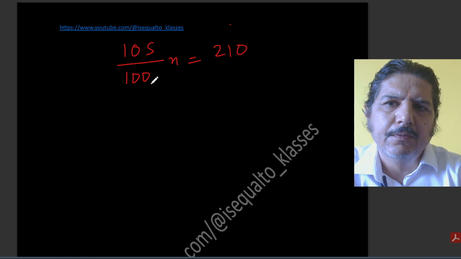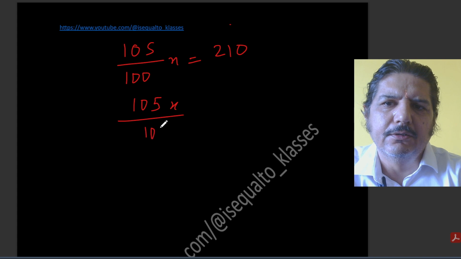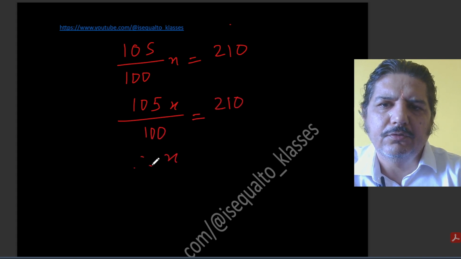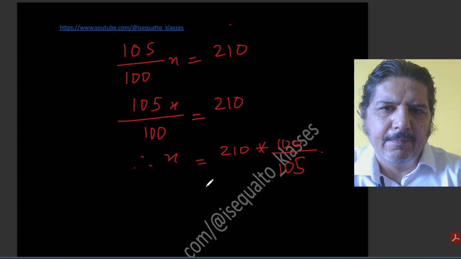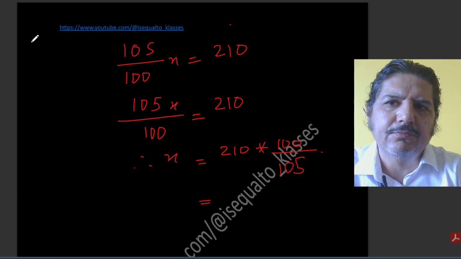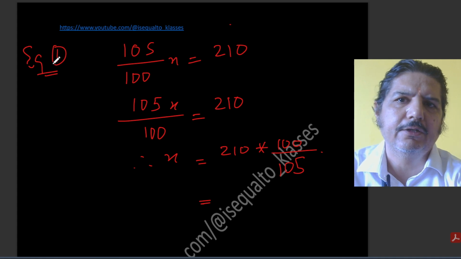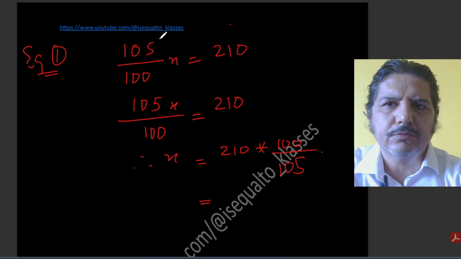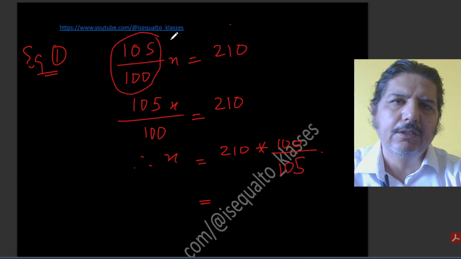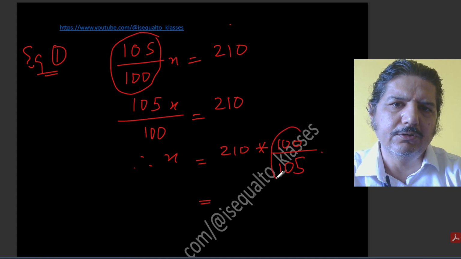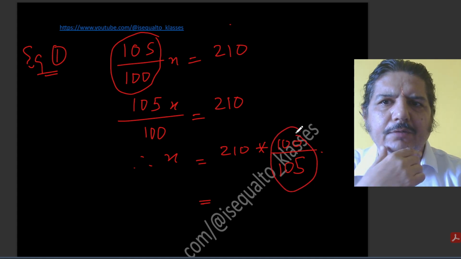How do we solve this? Basically, we can write this as 105x upon 100 is equal to 210, and therefore x is equal to 210 multiplied by 100 upon 105. So this is the first type of equation that we will need to solve. So how do I solve this? Whatever be the fraction on the left hand side, I'll take the reciprocal on the other side. So this is the first type of equation that you'll have to solve.